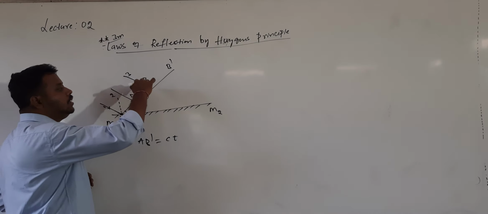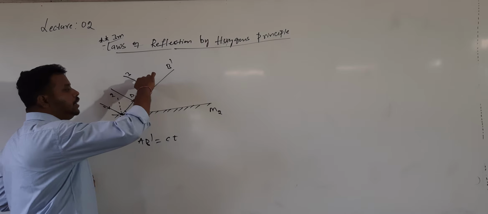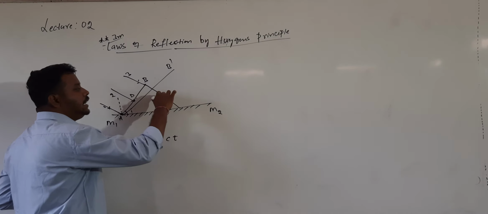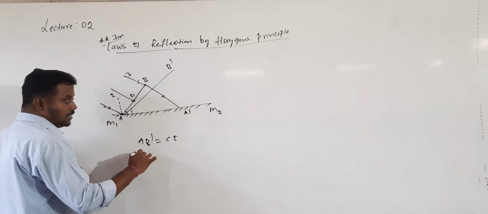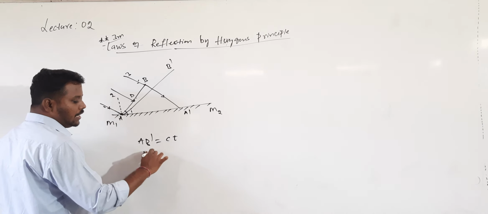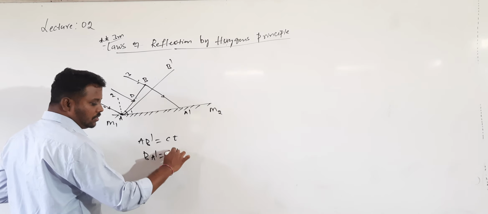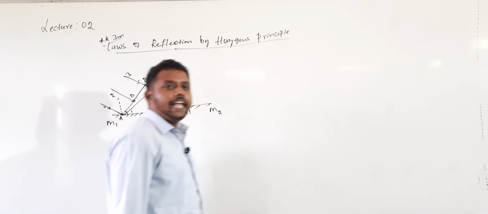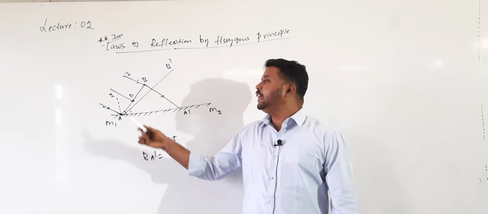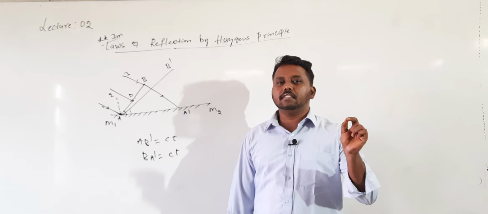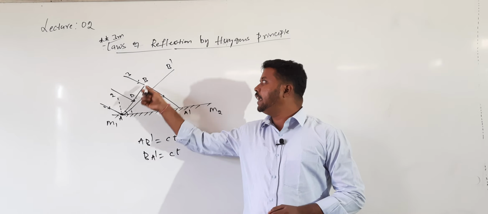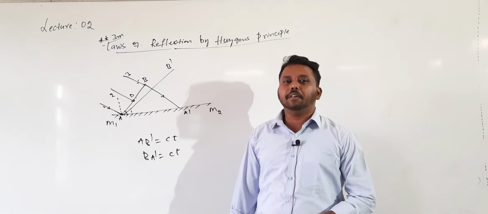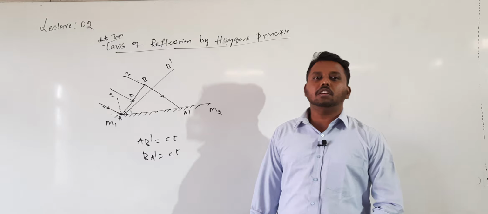Similarly, light will be emitted from B. That light emitted from B comes and is incident on the mirror. Let me call the point A dash. What is the distance travelled by the light from B to A dash? That BA dash value is also equal to C into T. Why? Because each and every point will emit light, and that light will travel equal distances. The distance travelled by light in the same medium is the same. Here light emitted from A and light emitted from B are travelling in the same medium. That's why AB dash is equal to BA dash, which is equal to C into T.